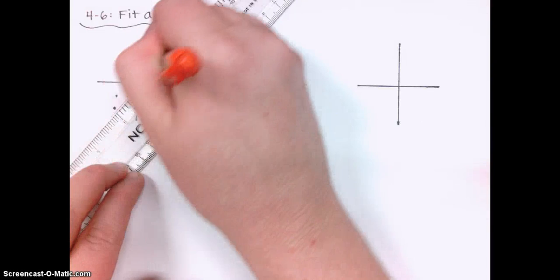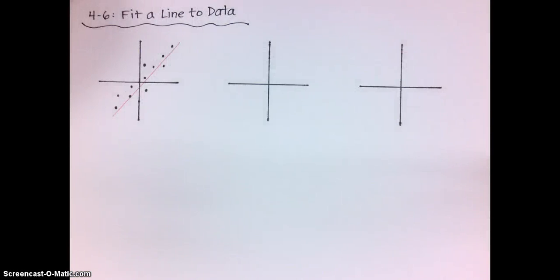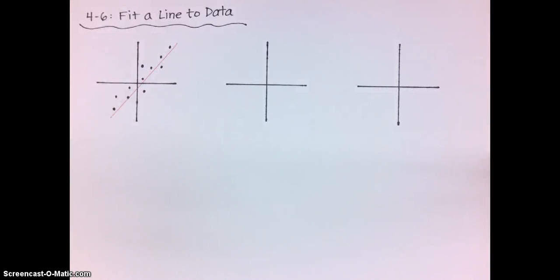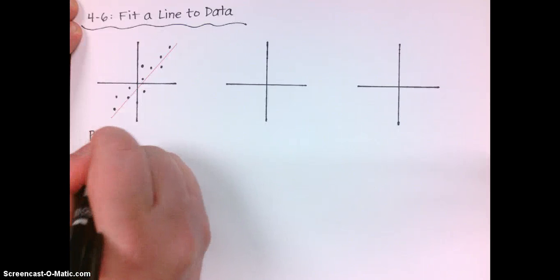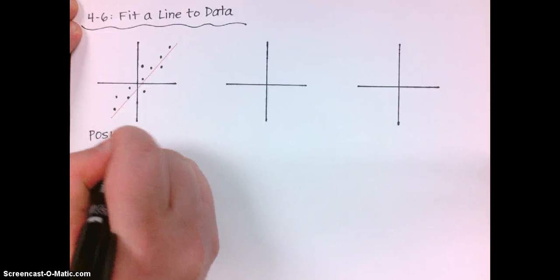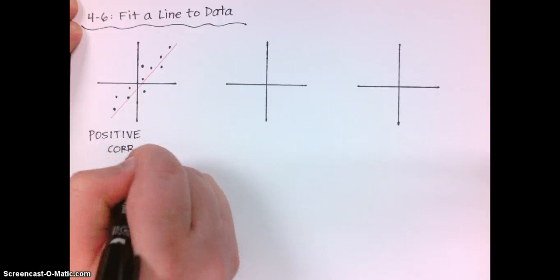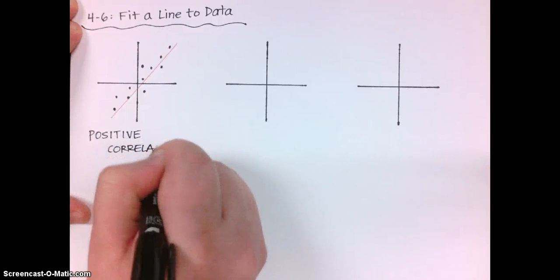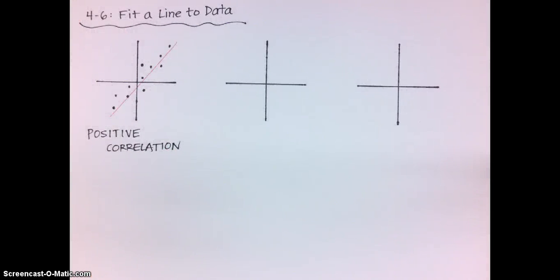So I'm just going to draw a red line so you can kind of see, yeah, it looks like a line that would have a positive slope if all those points were surrounding that line. So we're going to call this having a positive correlation. And what that means is that all of the data has a positive relationship. Okay, so if y is increasing, x is increasing as well.